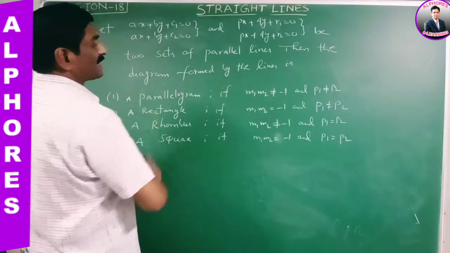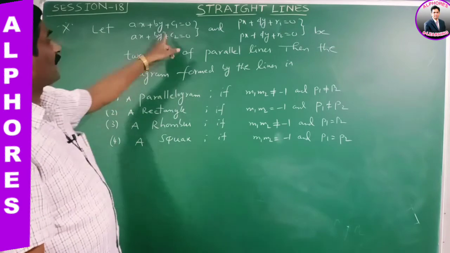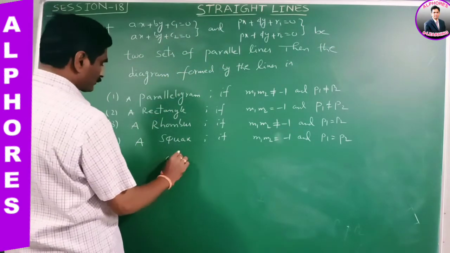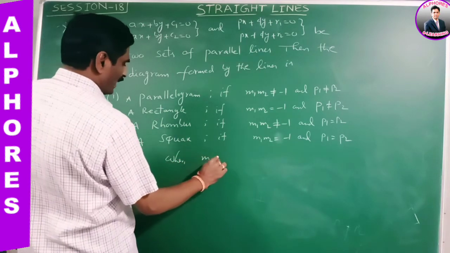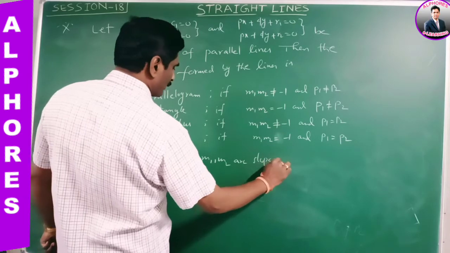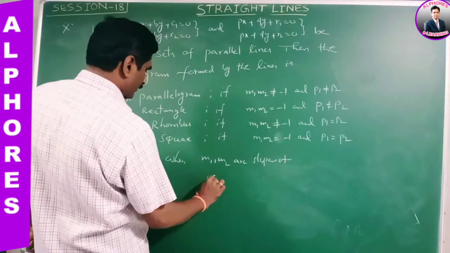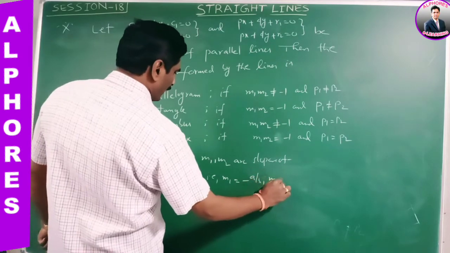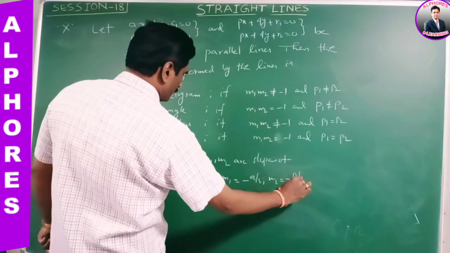Here, what are the values of m1 m2? m1 m2 are nothing but slopes of these parallel lines, where m1, m2 are slopes of those lines. That is, m1 is equal to minus a by b, m2 is equal to minus p by q.